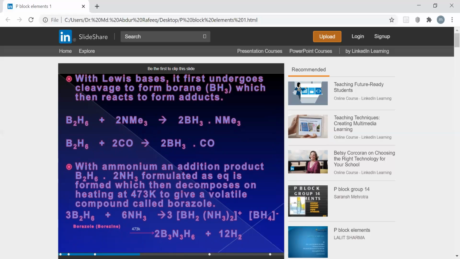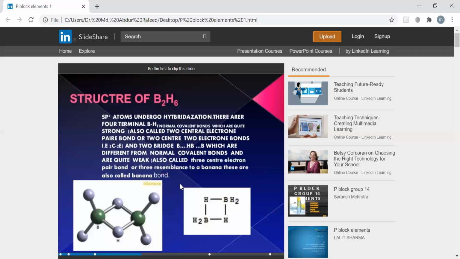When diborane reacts with ammonia, a very important compound is obtained, that is called borazole. You see 3 molecules of diborane and 6 molecules of ammonia, and all the hydrogens are replaced by nitrogen, and we get borazole. This is a very important property. See the structure of borazole.